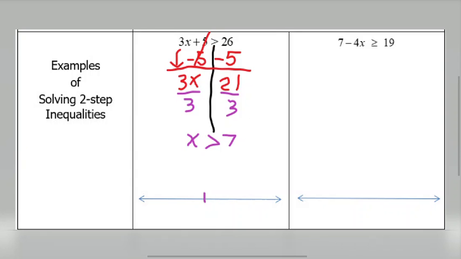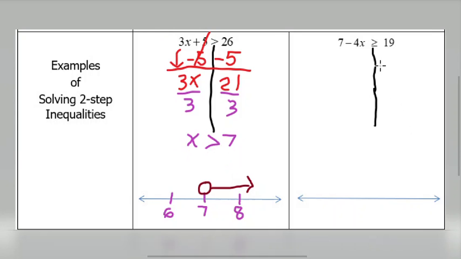And now I can put this on my number line. So I put 7, a number bigger, a number smaller, and then I'm going to put a circle on 7, and it says x is greater than 7. So I'm going to point my arrow towards numbers that are greater than 7. So this is my graph number line for my final answer.